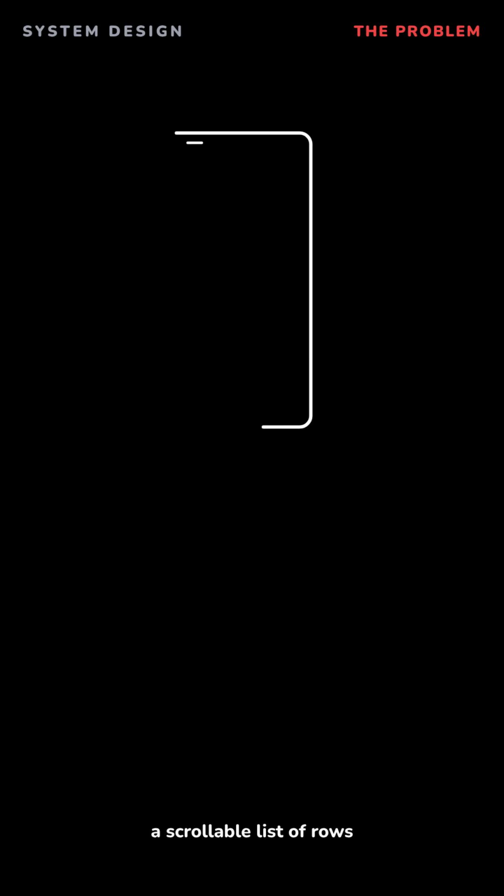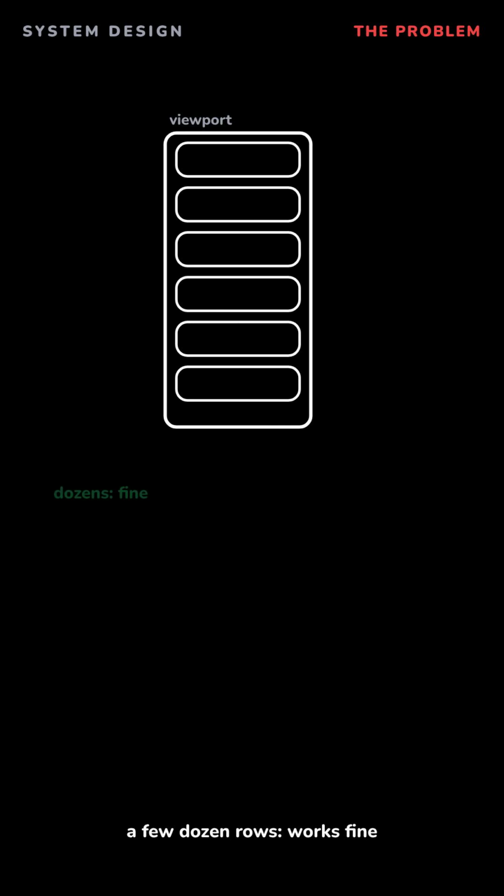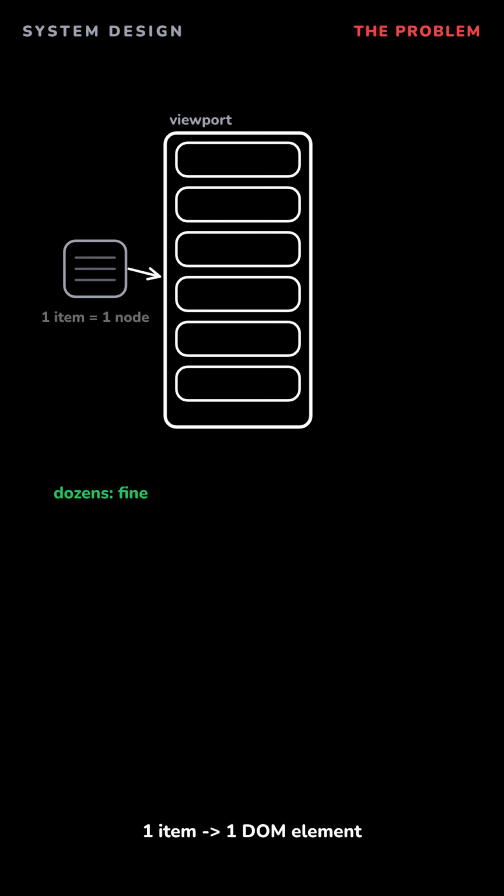You need to render a list. Just a scrollable column of rows on screen. With a few dozen rows, the simple approach works perfectly. For every item in the data, you create one element in the page. The browser lays them out, the user scrolls, everything feels smooth.